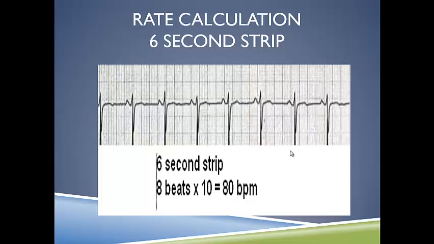EKG paper is marked with little lines. Go back to the previous slide that I showed you with the different intervals, and you'll see those little marks at the bottom that indicate what 1 second is. And you can figure out what 6 seconds is from that. But basically, how you figure out your heart rate is you look at the number of QRS complexes and you count them in your 6-second strip. Here there's 8. 1, 2, 3, 4, 5, 6, 7, 8. We take that times 10, and our estimated heart rate is 80. Very easy method to calculate a rate.